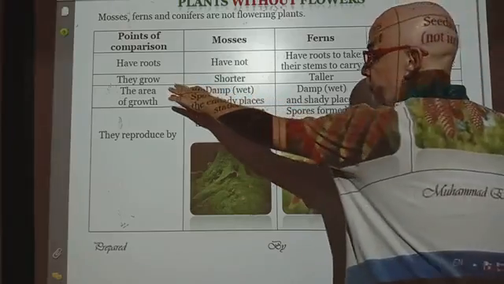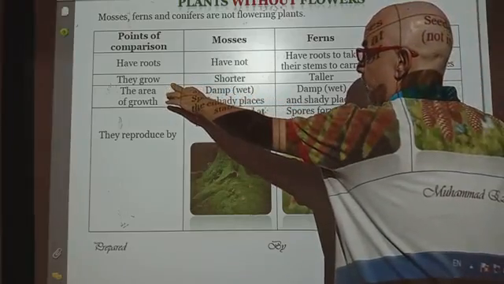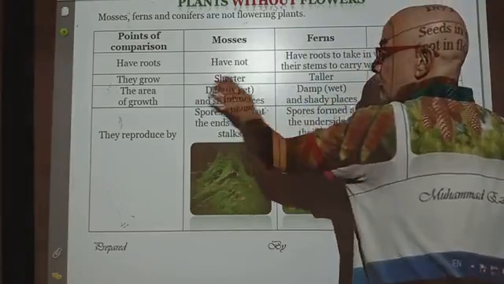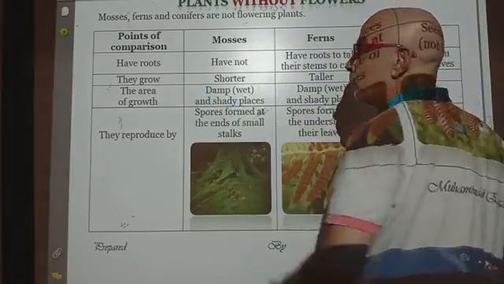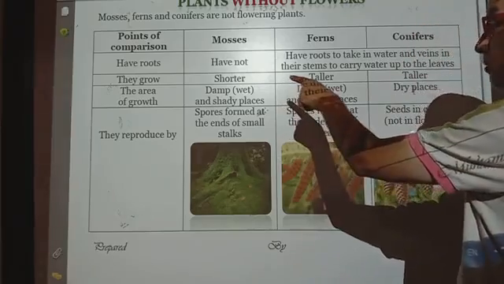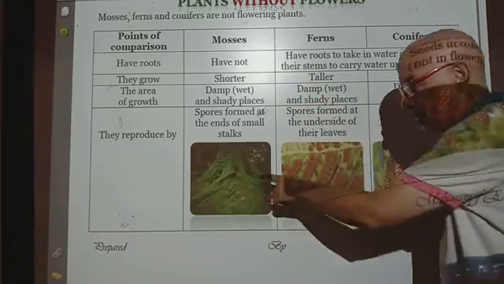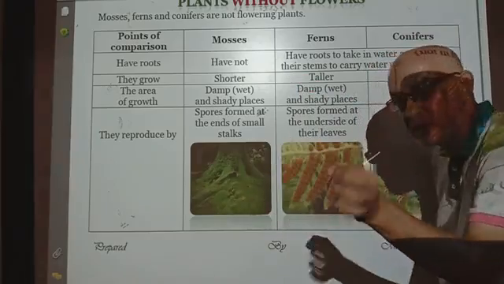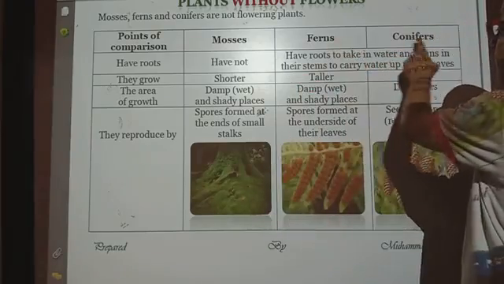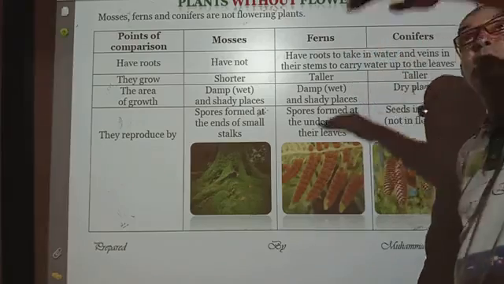Number two, from the difference between the three non-flowering plants, mosses, ferns, and conifers, they grow taller or shorter. Mosses, they are growing shorter. That's why they are existing in the form of threads. But ferns and conifers, they are growing taller.